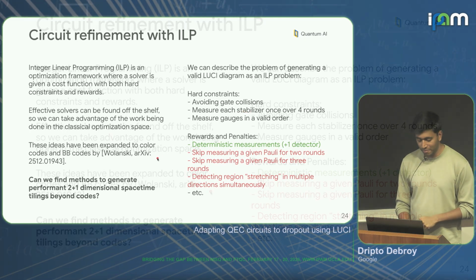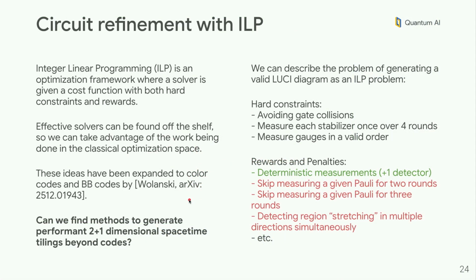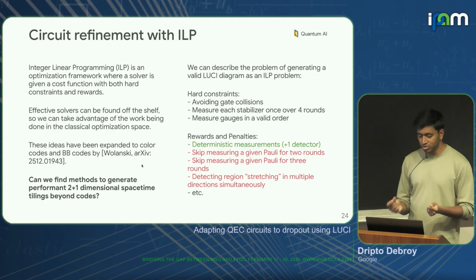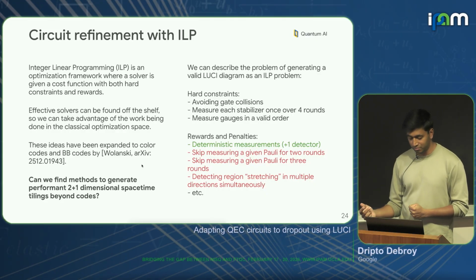There's a paper that came out around the same time as our paper came out by Wolonsky from Riverlane, where he actually extended a lot of LUCI ideas to color codes and BB codes, and then used ILP solvers to find these circuits. And he used a relatively simple cost model of just maximizing the number of measurements. We found that through some heavy research, we actually can do much better than that if we include a lot of other information.